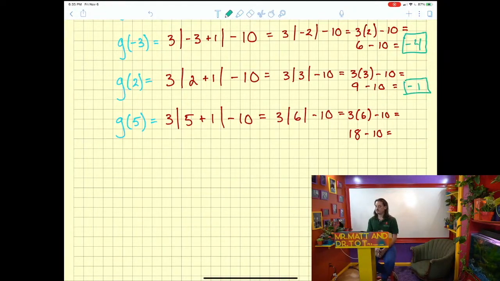And finally, we have g of positive 5. So we're going to have 3 times the absolute value of 5 plus 1, quantity minus 10. So 5 plus 1 is 6. The absolute value of positive 6 is still positive 6. So we're going to end up with 3 times positive 6 minus 10. 3 times 6 is 18. 18 minus 10 is positive 8.